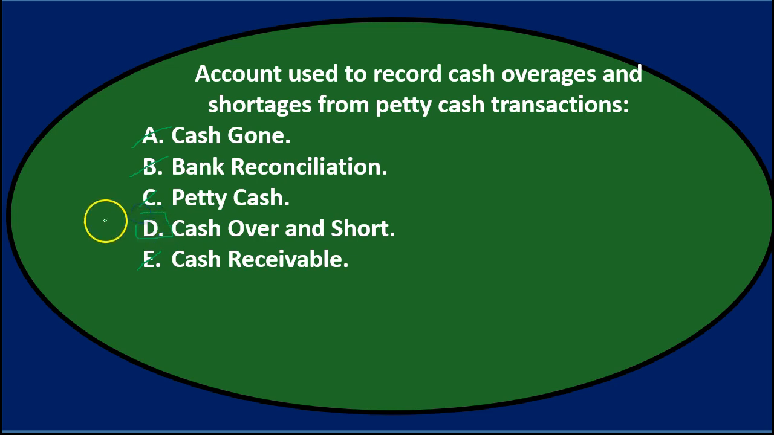Once again, question and answer. Account used to record cash overages and shortages from petty cash transactions. D, cash over and short.